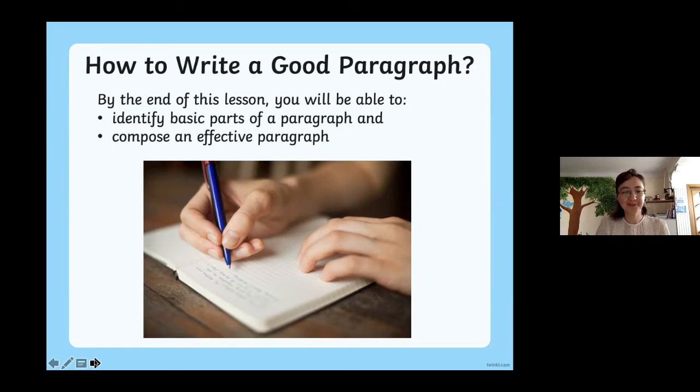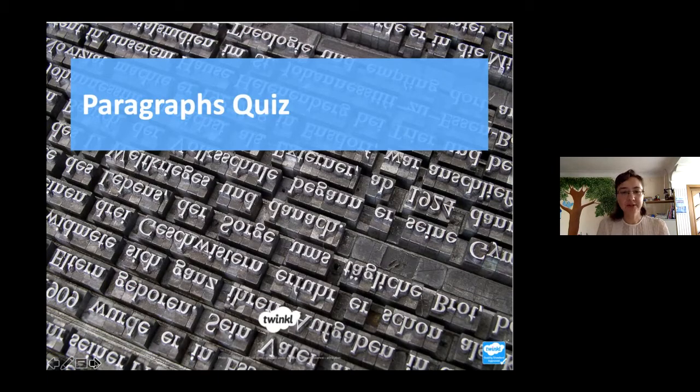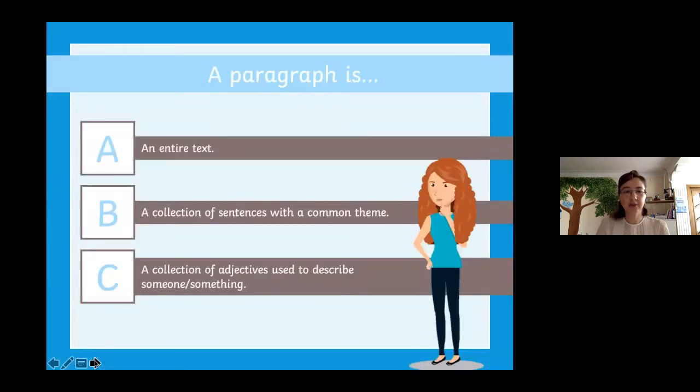Sit closer. I've got a quiz for you. Now, this quiz will help you to find out what you know about paragraphs and also activate your prior knowledge.